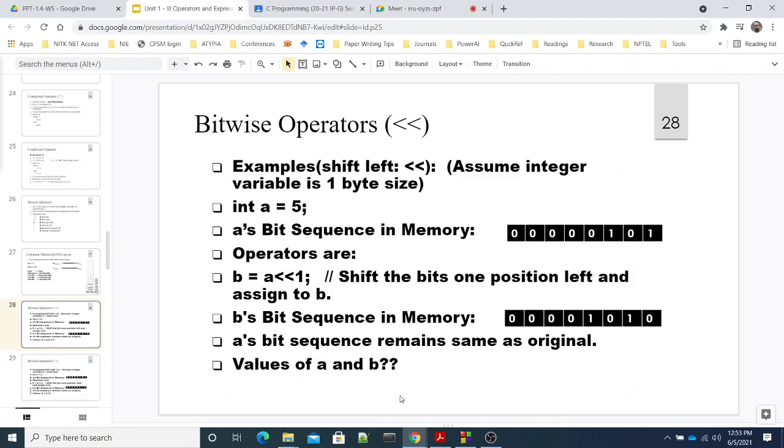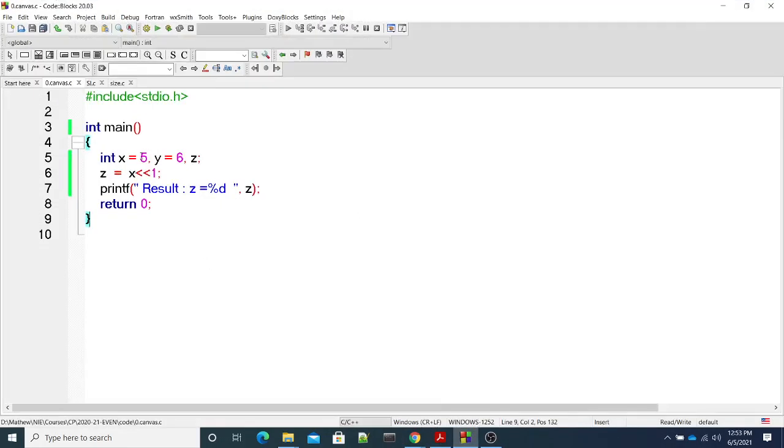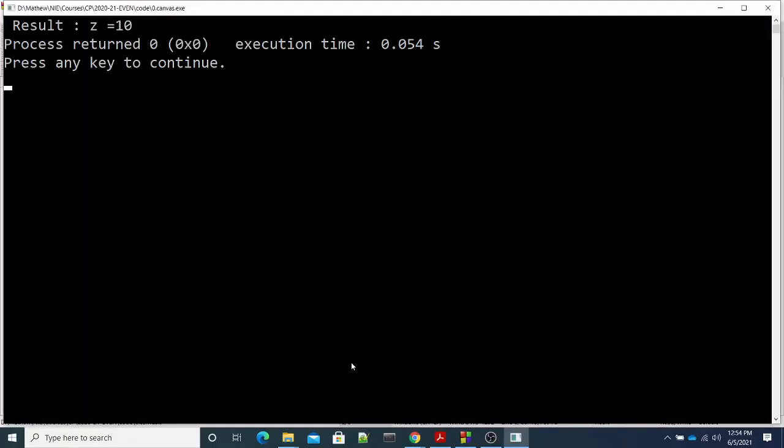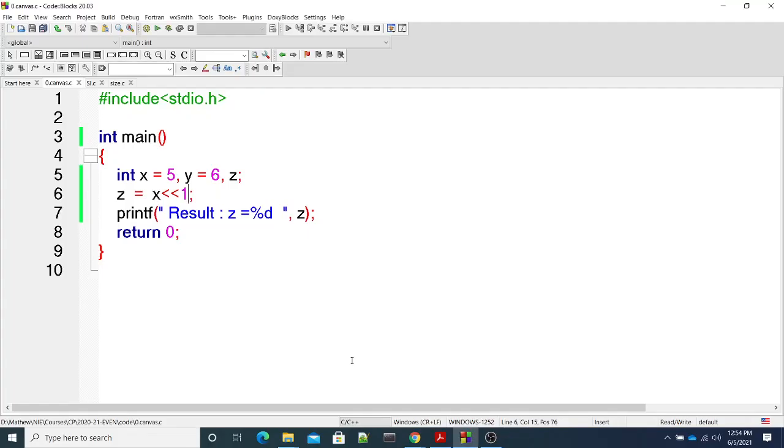This concept, shifting towards left, I can show by an example. I have a variable x equal to 5, and I am shifting towards left by 1 position, and we'll see what is the output. I get 10.